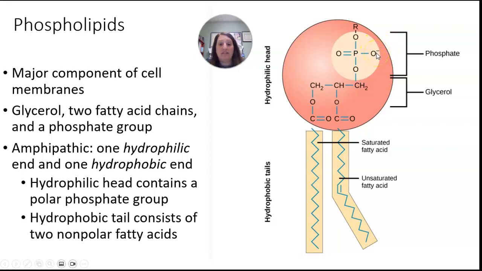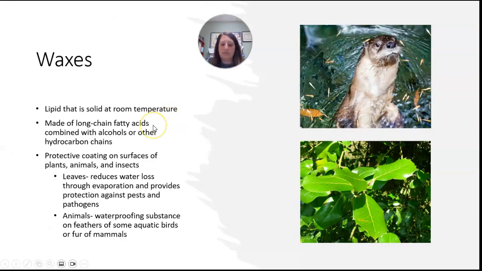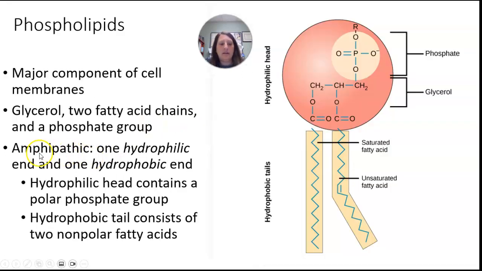That's really important. Okay, so let's go down here. I want to talk about this term amphipathic. You're going to see this. Amphipathic means that this molecule has two distinct regions that are chemically different and they're going to behave differently.